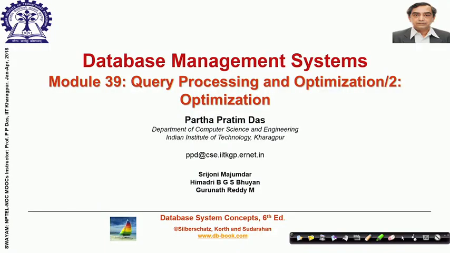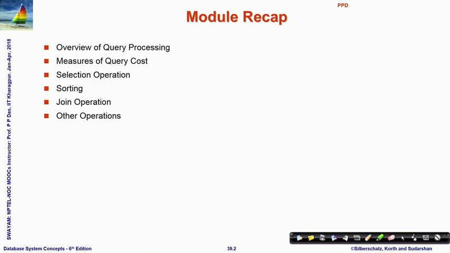Welcome to module 39 of database management systems. We have been discussing query processing and optimization. In the last module, we talked about the basic issues of query processing, an overview, and the measures of query cost in terms of disk seek time and disk access time, the read write time. We assumed that we will ignore the CPU and other time for the time being.